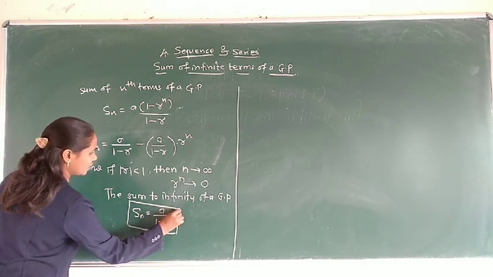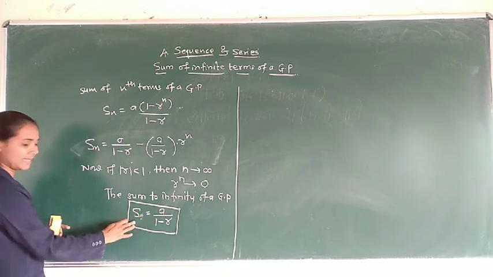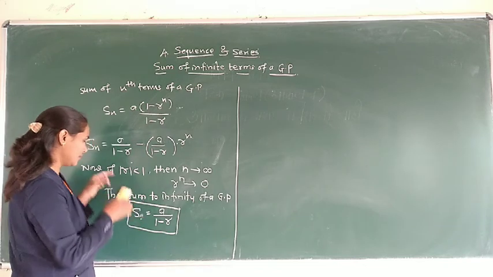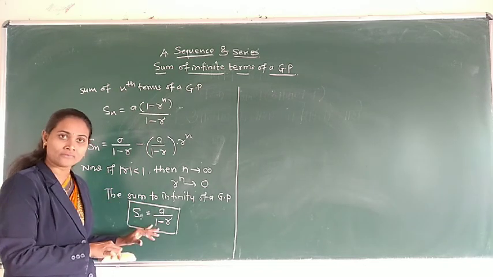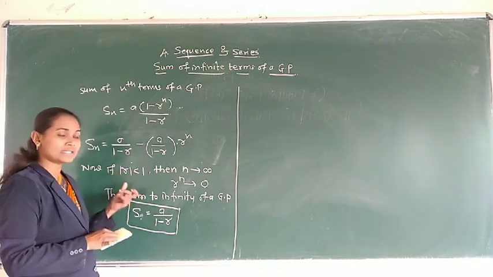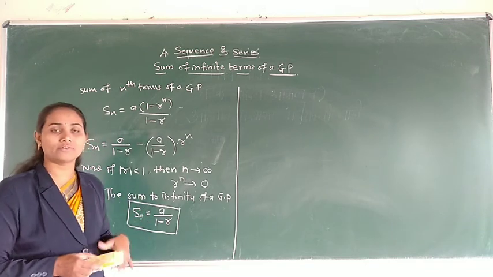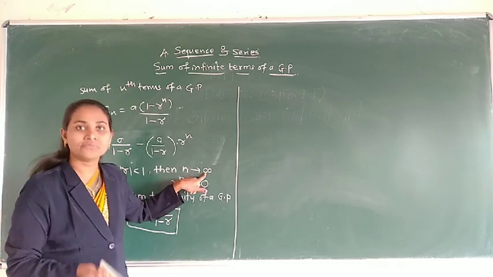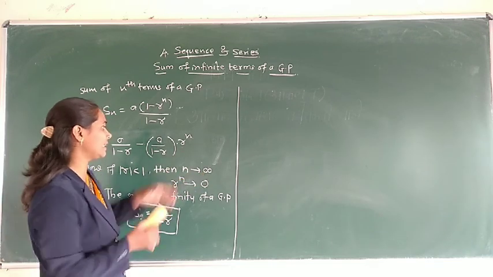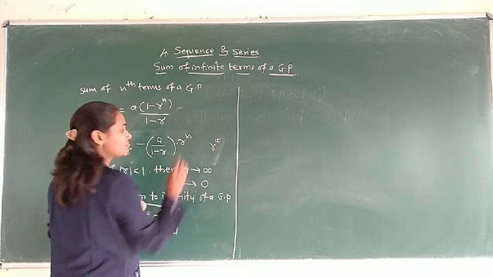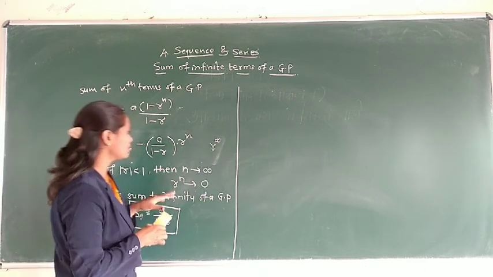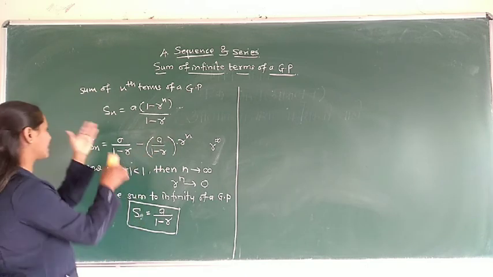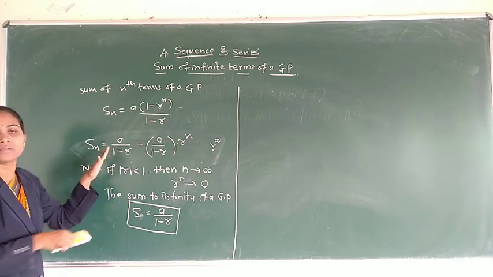The sum to infinity of GP is denoted by the letter S is equal to a upon 1 minus r. Why do we take the sum to infinity of GP as a upon 1 minus r? Because if modulus r is less than 1, then this n goes to infinity. And if n goes to infinity, r raised to n approaches 0, and if this value becomes 0, this bracket becomes 0. Hence we get only S is equal to a upon 1 minus r.